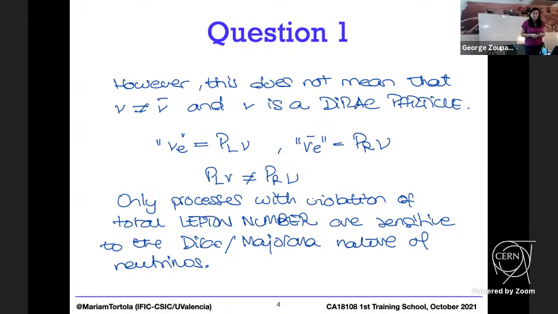Okay. And indeed, with this kind of process, we cannot say anything about the nature of neutrinos. Just as I said this morning, only by studying processes with violation of lepton number, which will take place only in case of Majorana neutrinos, one can really distinguish between the nature of Dirac and Majorana. Okay. I think it is all. So is everything clear?